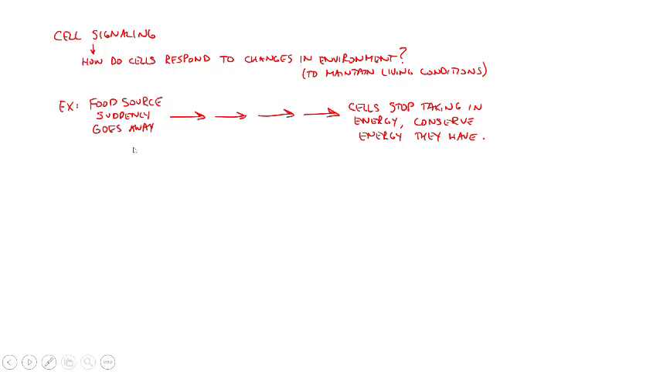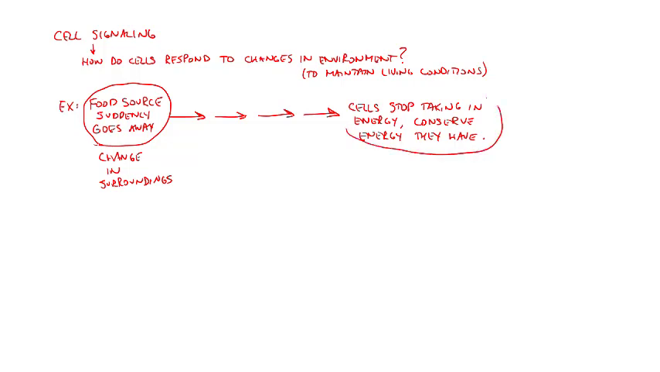So the whole process of going from the change in the surroundings to the change in physiological response, we'll say change in cellular activities, which could be anything. That could be changes in biochemistry, changes in metabolism. It could be changes in behavior if you're talking about an animal. This whole process is cell signaling.